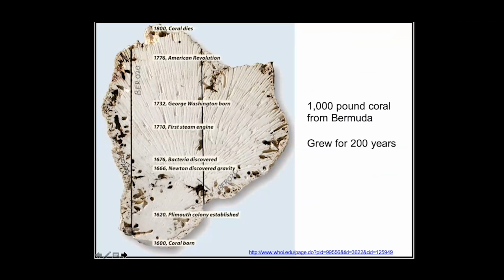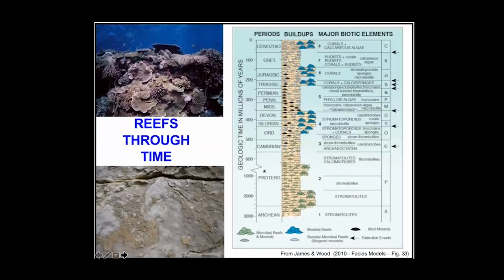This is illustrated here by a coral that was dredged from near Bermuda. The coral weighed 1,000 pounds, just to give you an idea of the size of it. And by dating this, they showed that the coral took 200 years to grow. And just to put it in context, they've put various historical timelines on there just to give you an idea. So here, coral born in 1600, bacteria discovered in 1676, first steam engine in 1710, American Revolution in 1776, just to put it in context. Again, it supports the idea that was proposed by Darwin. So Darwin was very astute and proved his point.